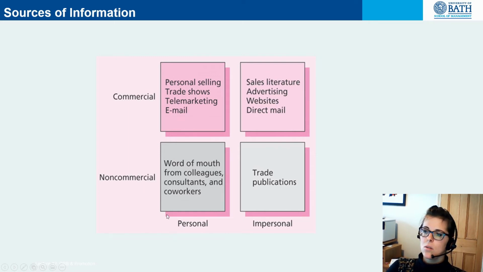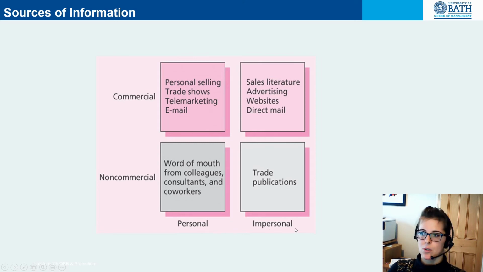You also get the non-commercial stuff. So this is word of mouth by colleagues, consultants, co-workers. It's personal. So this is those conversations that take place on golf courses. This is the conversations that take place in curry houses after the trade show. This is people interacting informally, okay, but one-on-one.